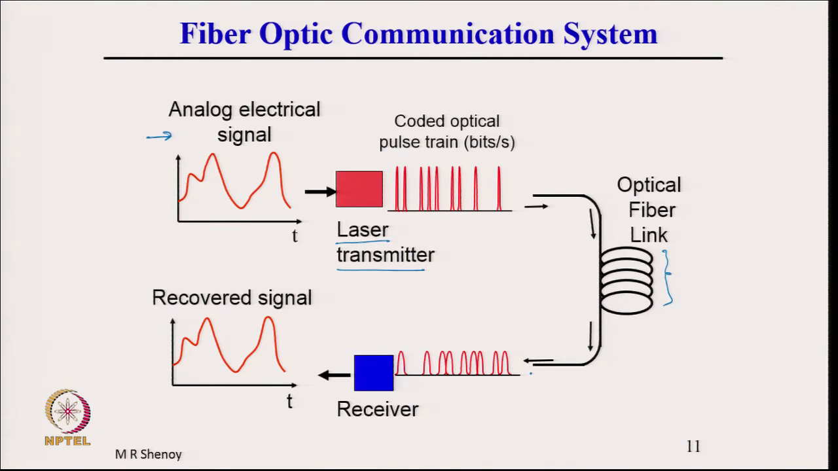And at the output, what we get is a digital stream of optical pulses, which is received, which is detected by a photodetector. This receiver has the first component as the photodetector. Photodetector generates equivalent current corresponding to the optical pulses, and then the signal processing is followed, which leads to recovery of the original signal. This is the schematic representation of a complete fiber optic communication system.